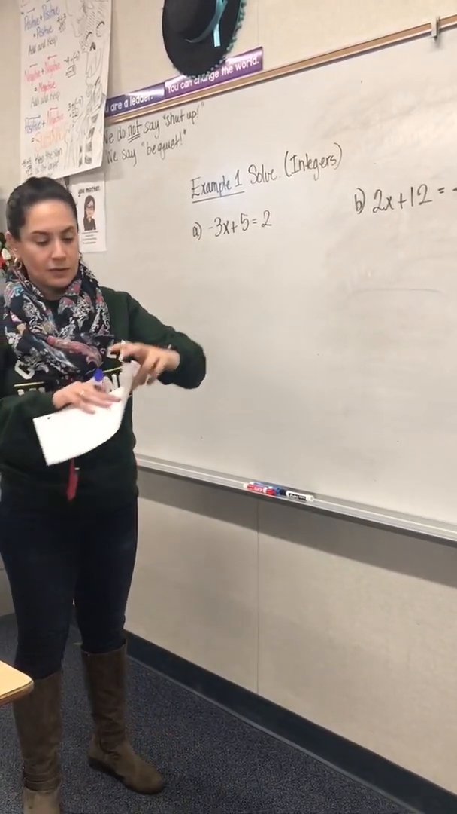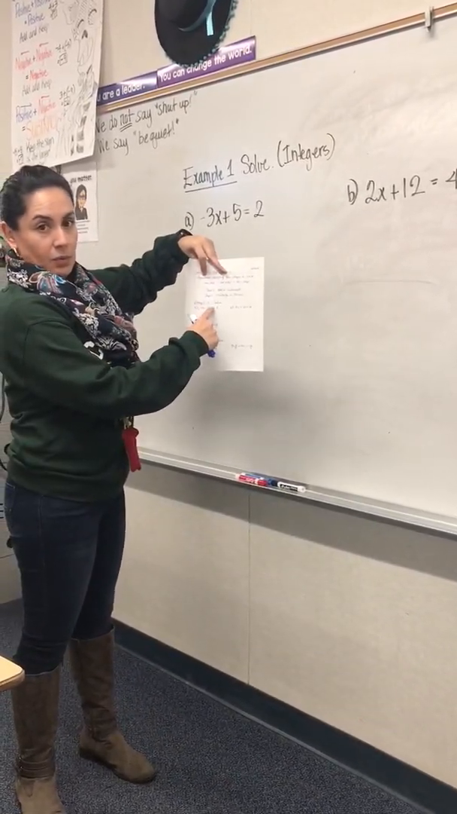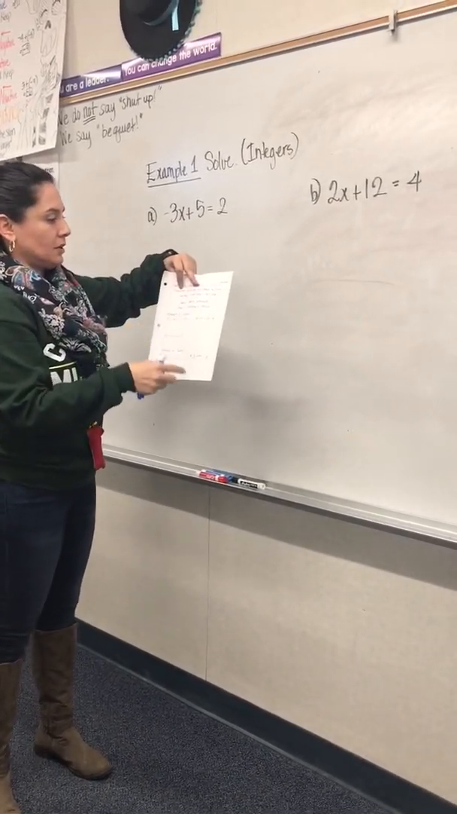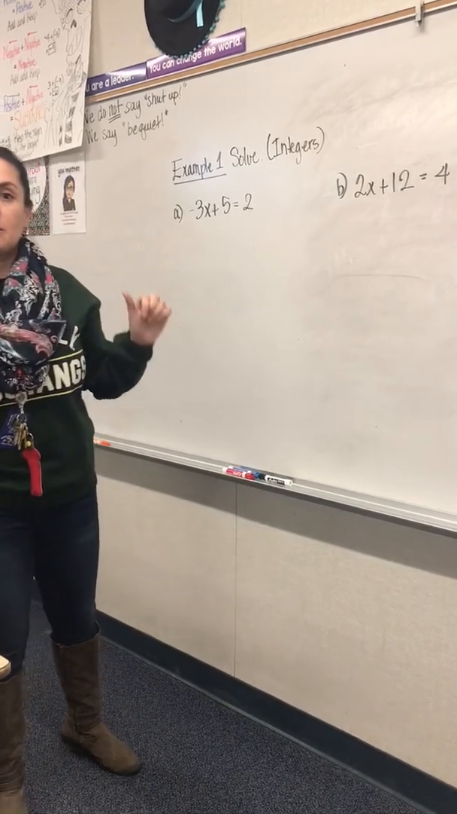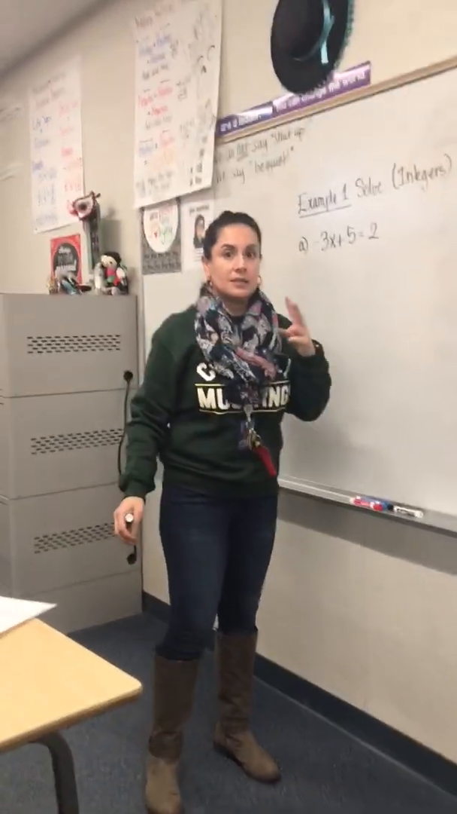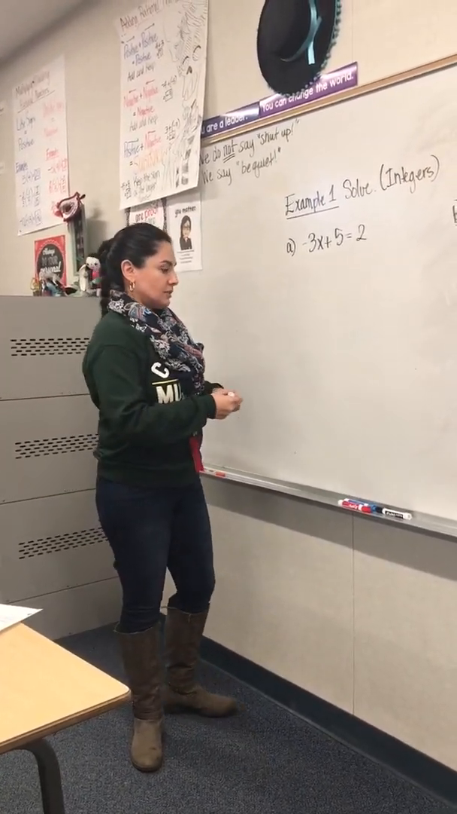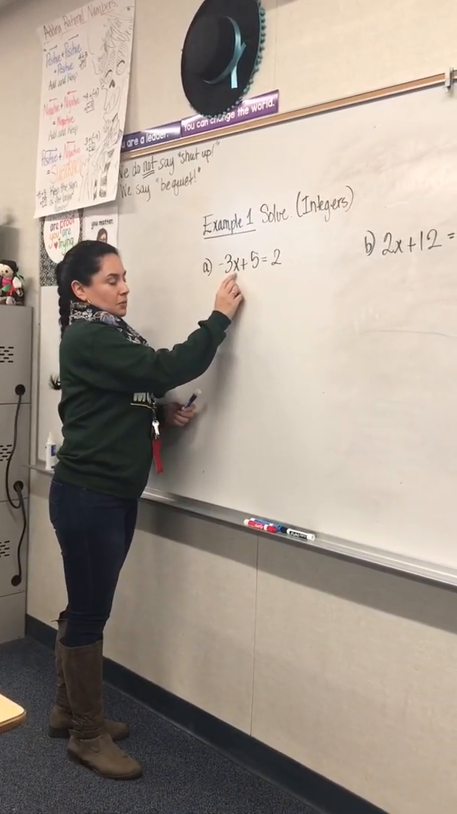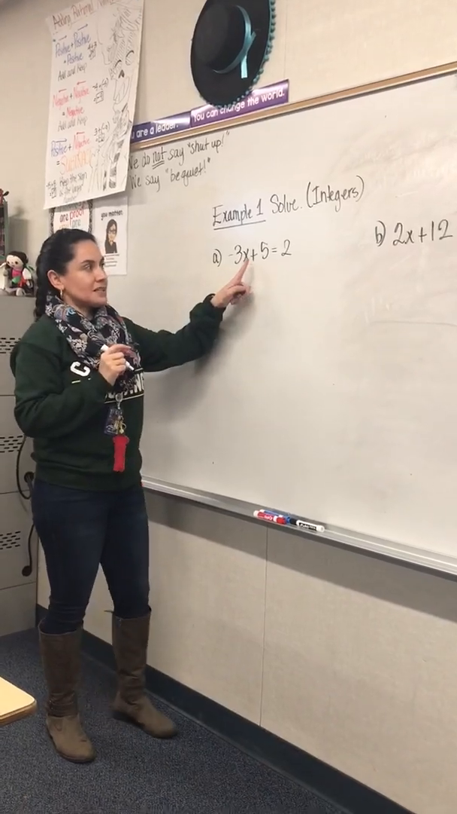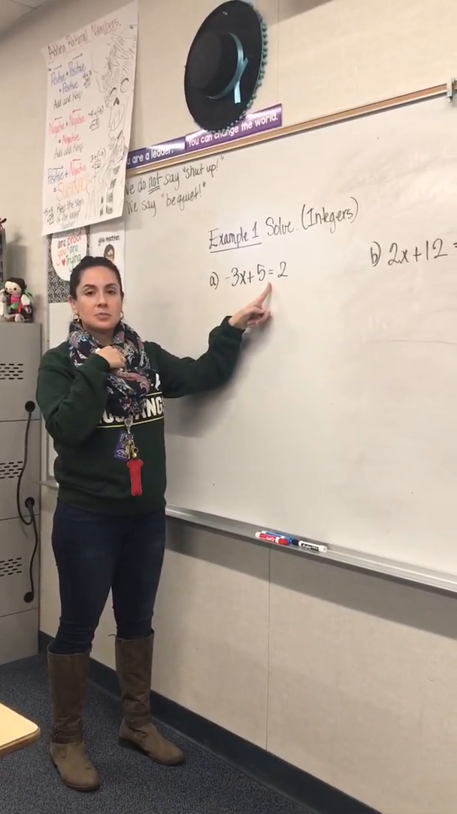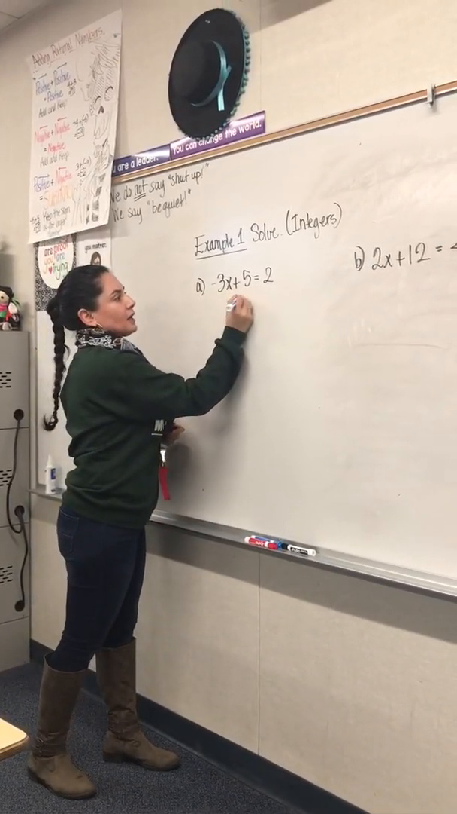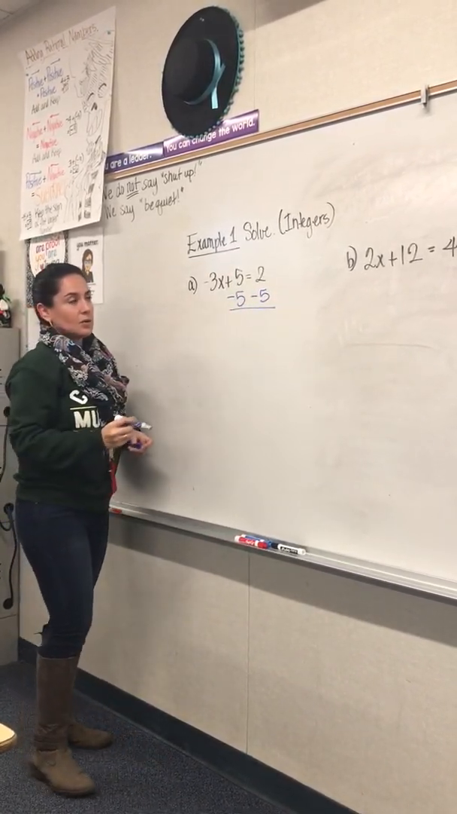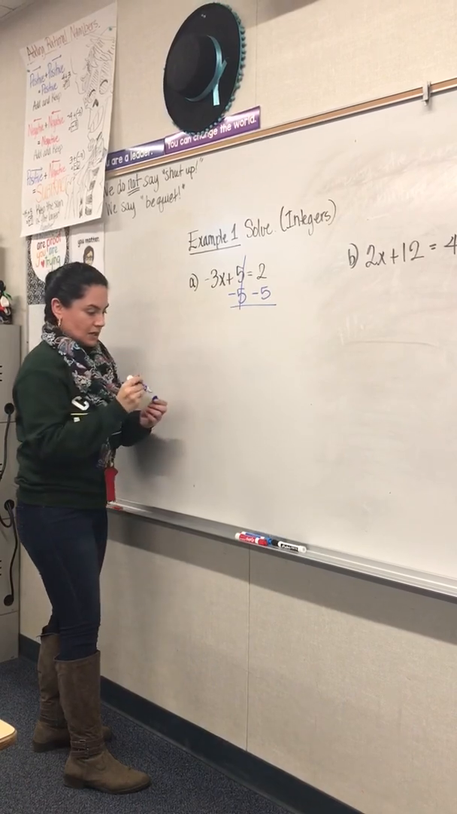So you should be filling in example 1, where it says solve and it has A, B, C, which I have on the board. So first step is always we're going to add or subtract, and then step 2 we're going to multiply or divide. So in this situation, the goal is always to get the variable by itself. So if I see a plus 5, that tells me I need to subtract 5 from both sides. I create a 0 pair, so I'm going to go ahead and cancel that out.